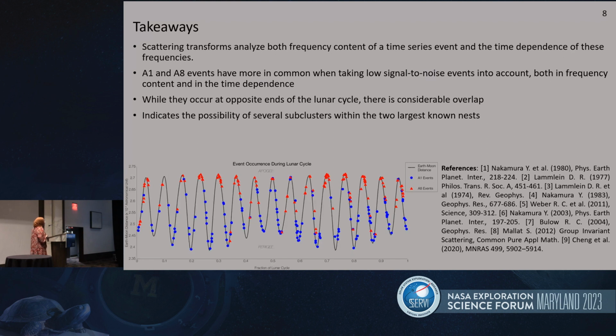And then also, this is their event occurrence when you look at all of the events, not just the high signal to noise ratio. And while there is a pattern of them occurring at opposite ends of the lunar cycle, there is considerable overlap. And this indicates the possibility that there are several subclusters that we have not yet identified within the two largest known nests. This is definitely a work in progress.